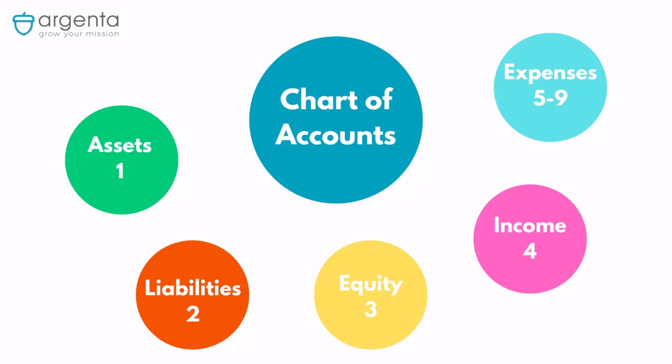Next, you have income. Income is the money you receive, and it's numbered in the 4000s. Non-profit income includes what I talked about earlier: donations, grants, event ticket sales, membership fees, invoice payments, and any other revenue. Finally, we have expenses, the money that you spend. Expenses are numbered in the 5, 6, 7, 8, or 9,000s.